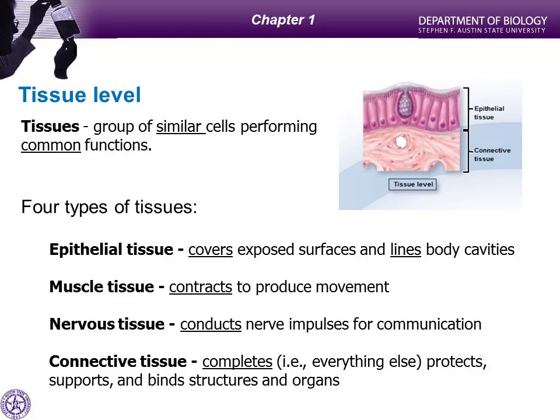So muscles contract. That's all they do. How they're arranged, what they're attached to, will dictate what kind of work that contraction can accomplish. So epithelium covers, muscles contract. Nervous tissue. Nervous tissue conducts. Nervous tissue conducts electrical activity.